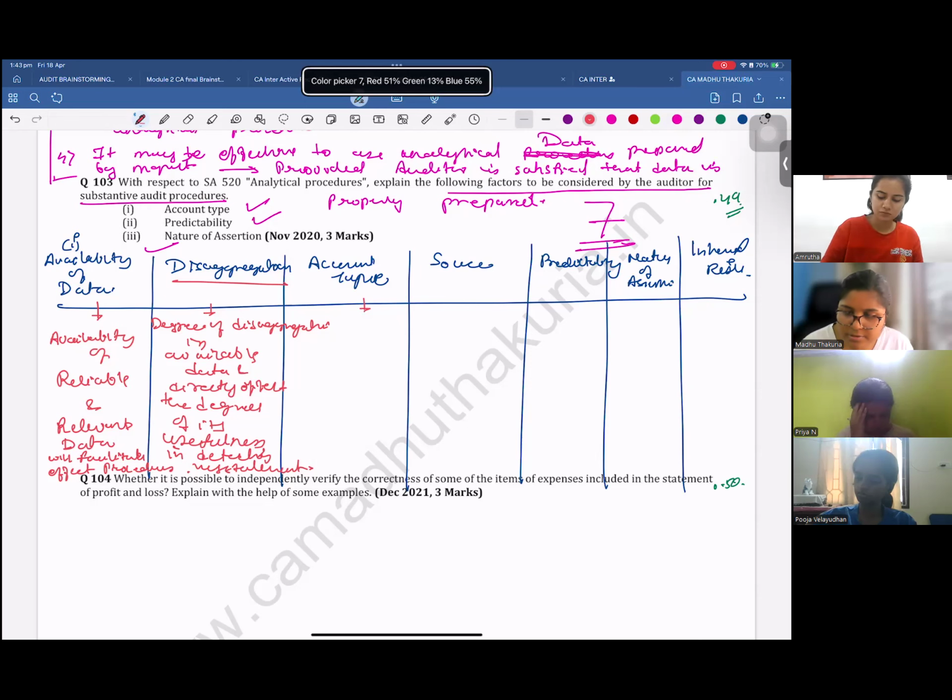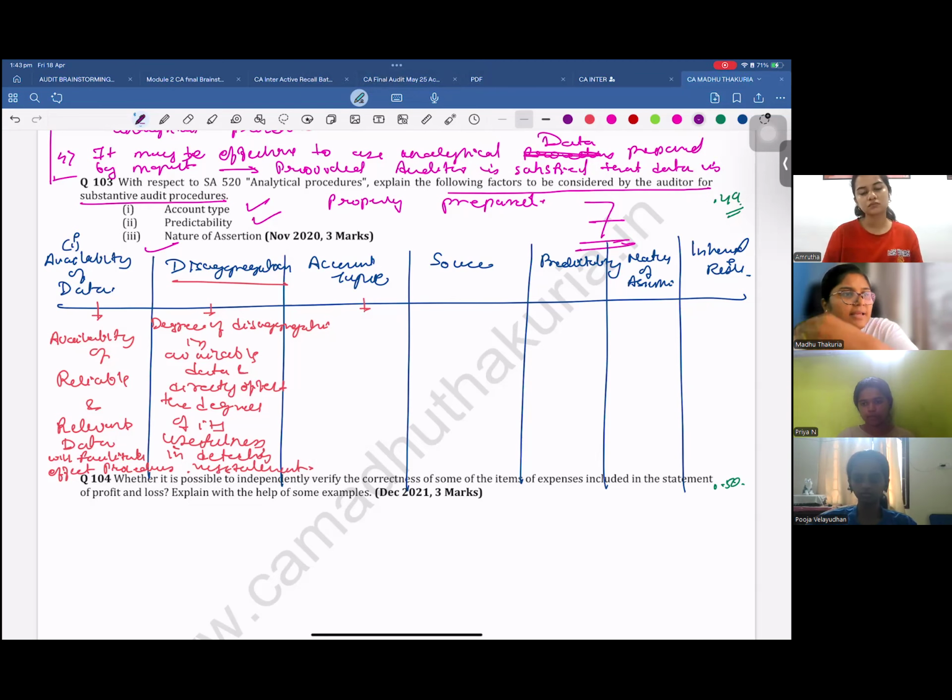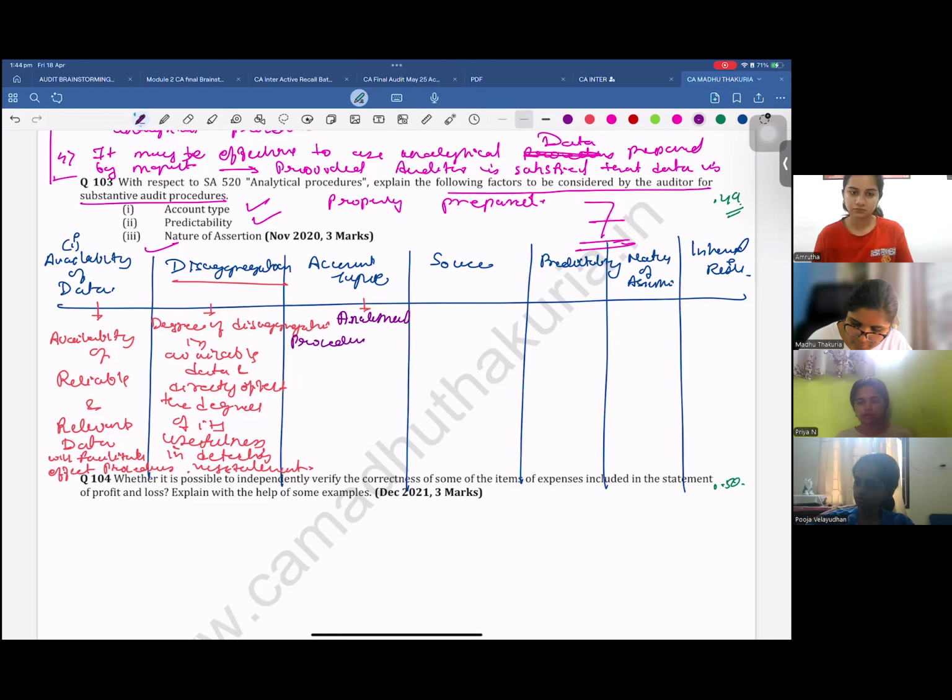Account type. Now, certain elements of financial statements are actually predictable over time, but not all. Right? For example, income statement. If you look at my sales of last 5 years, on the basis of that, you will be able to at least think how my sales is going to grow in coming years. But when it comes to certain balance sheet areas, it is not very easy. For example, when it comes to the investment share capital, how are you going to do any analytical procedure on share capital? Right? So you will say analytical procedure is useful for certain account types than others.